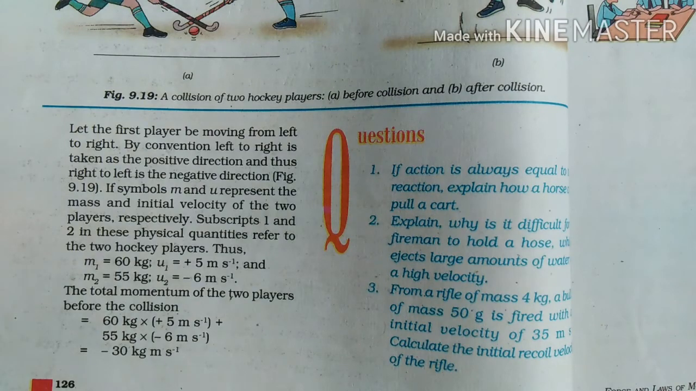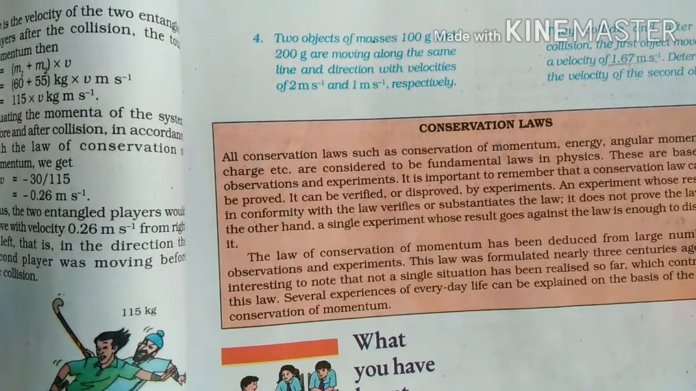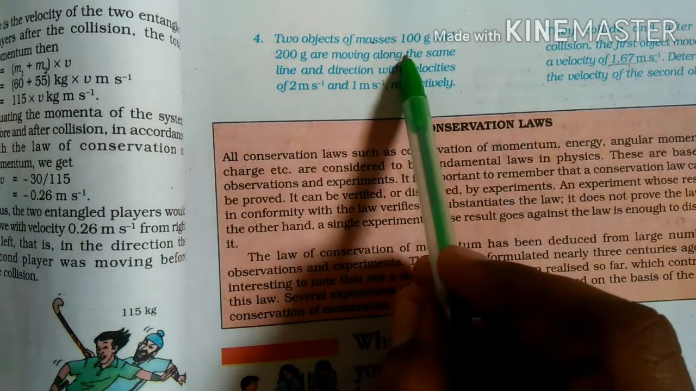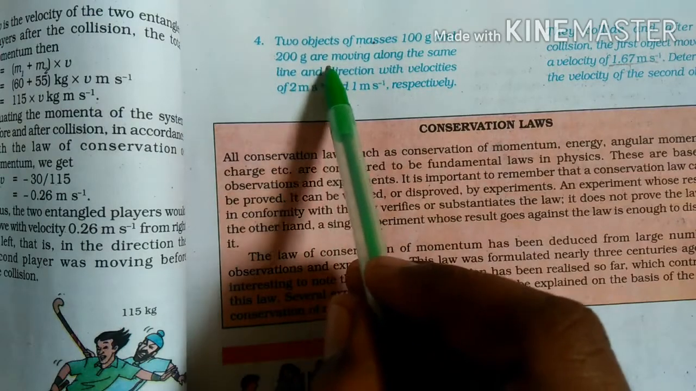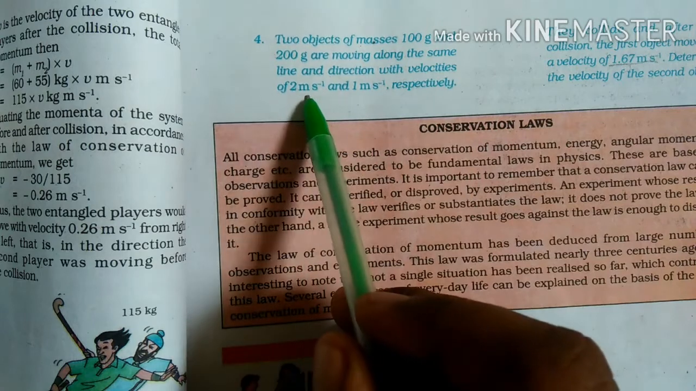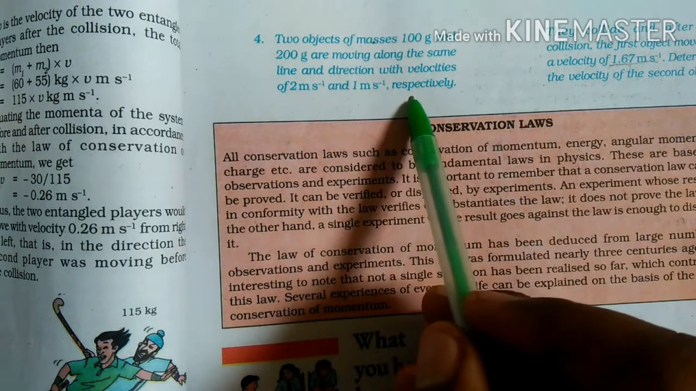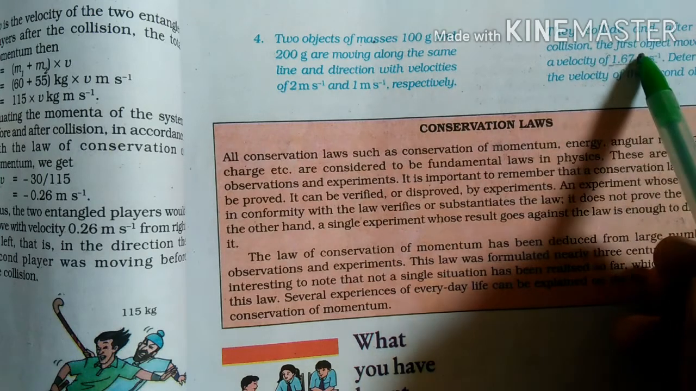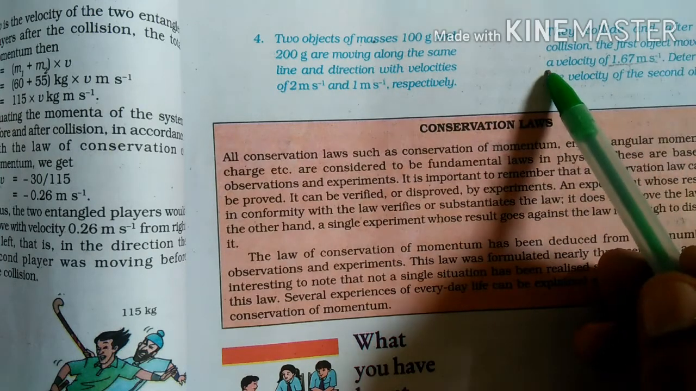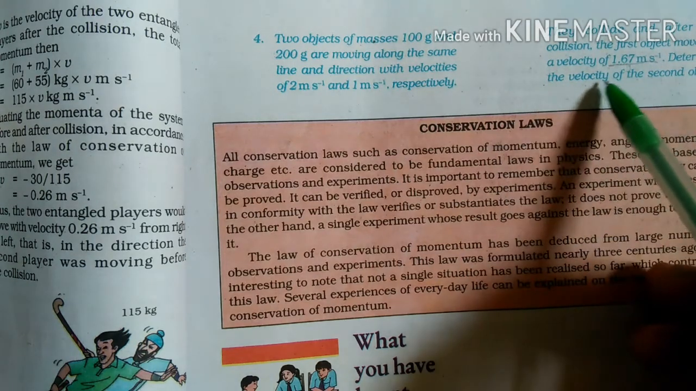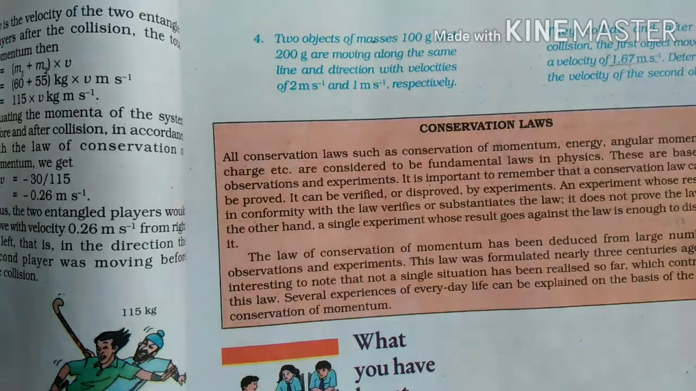Now we will take the next example, that is the fourth one. Here it asks: two objects of masses 100 and 200 gram are moving along the same line and direction with velocities of 2 meter per second and 1 meter per second respectively. They collide, and after the collision the first object moves at a velocity of 1.67 meter per second. Determine the velocity of the second object.